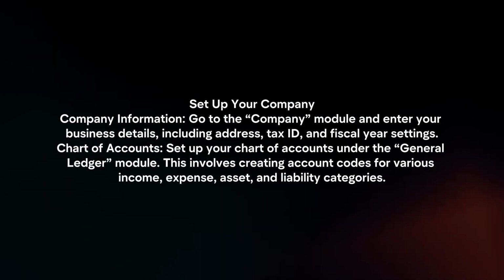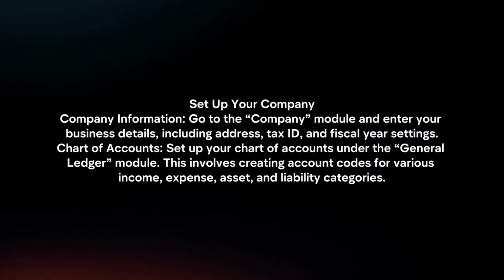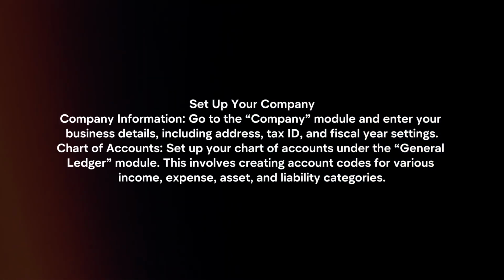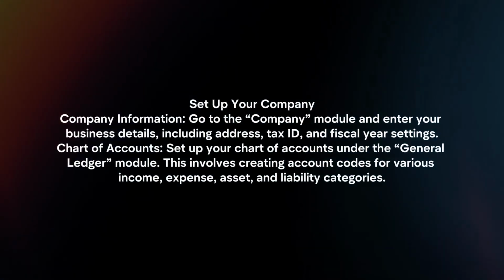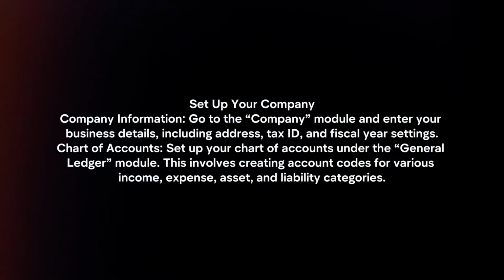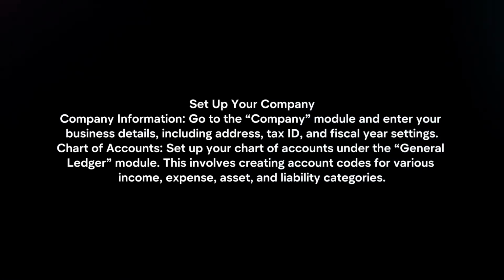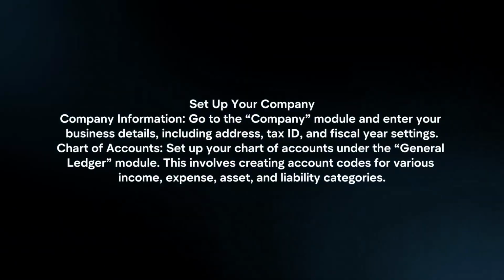Set up your company. Company information: go to the company module and enter your business details, including address, tax ID, and fiscal year settings. Chart of accounts: set up your chart of accounts under the General Ledger module. This involves creating account codes for various income, expense, asset, and liability categories.